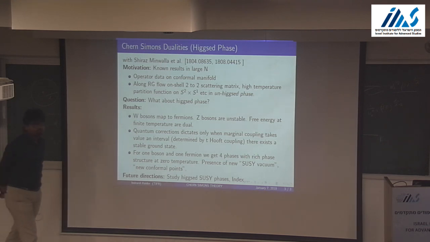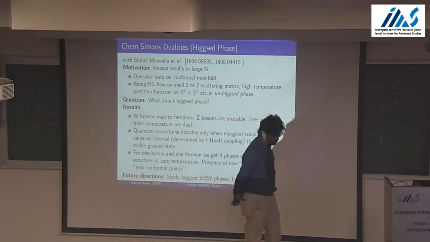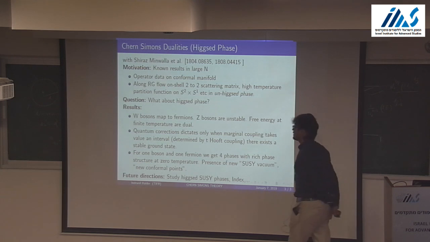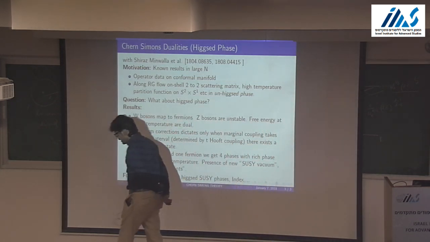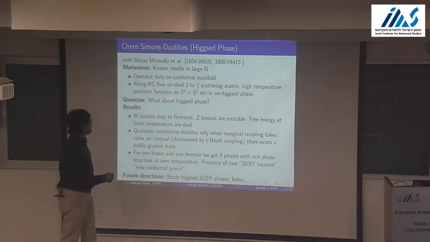From the conformal manifold, we can turn on relevant and marginal deformations and can study 2 to 2 S-matrices and high temperature partition functions on S2 cross S1, and these things match. But all these calculations that are done in large N are essentially done in the phase in which the scalar does not condense. So the question that I will be essentially asking here is what happens when the scalar condenses.